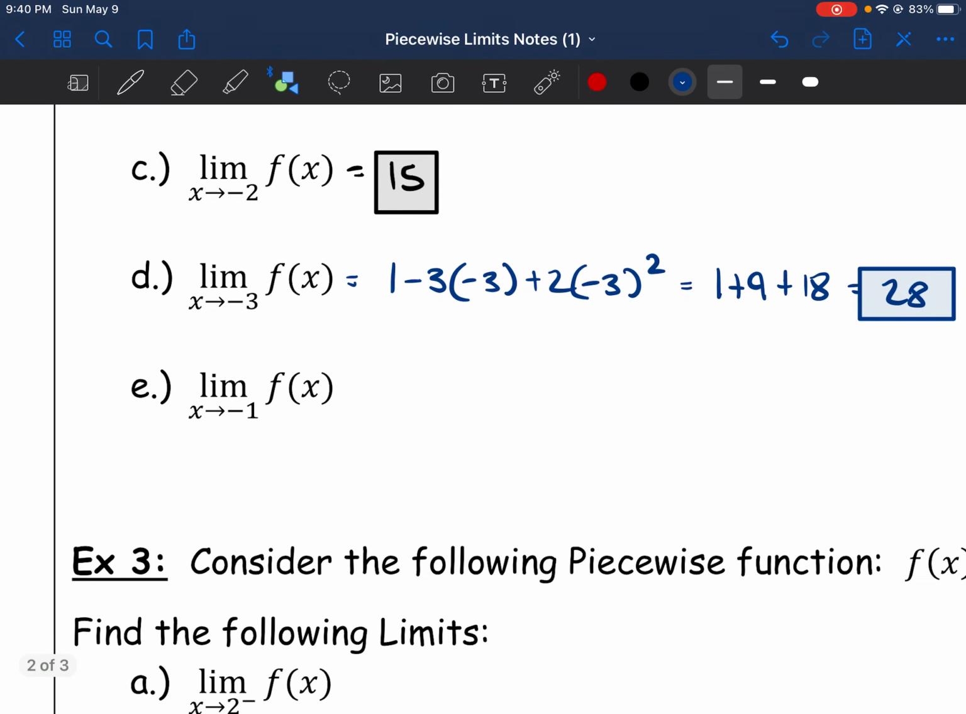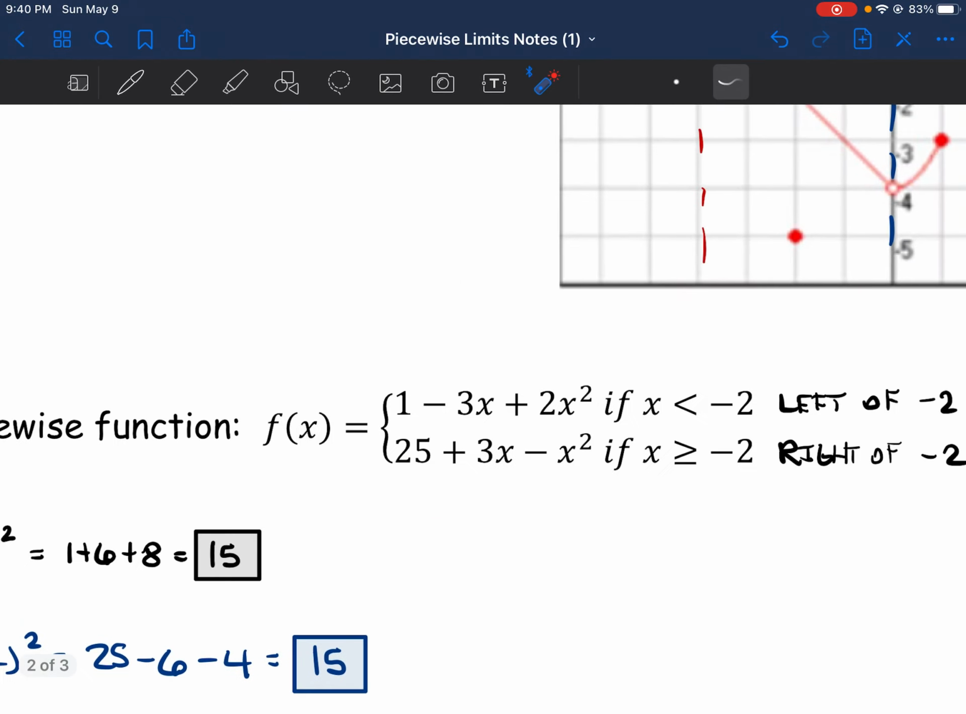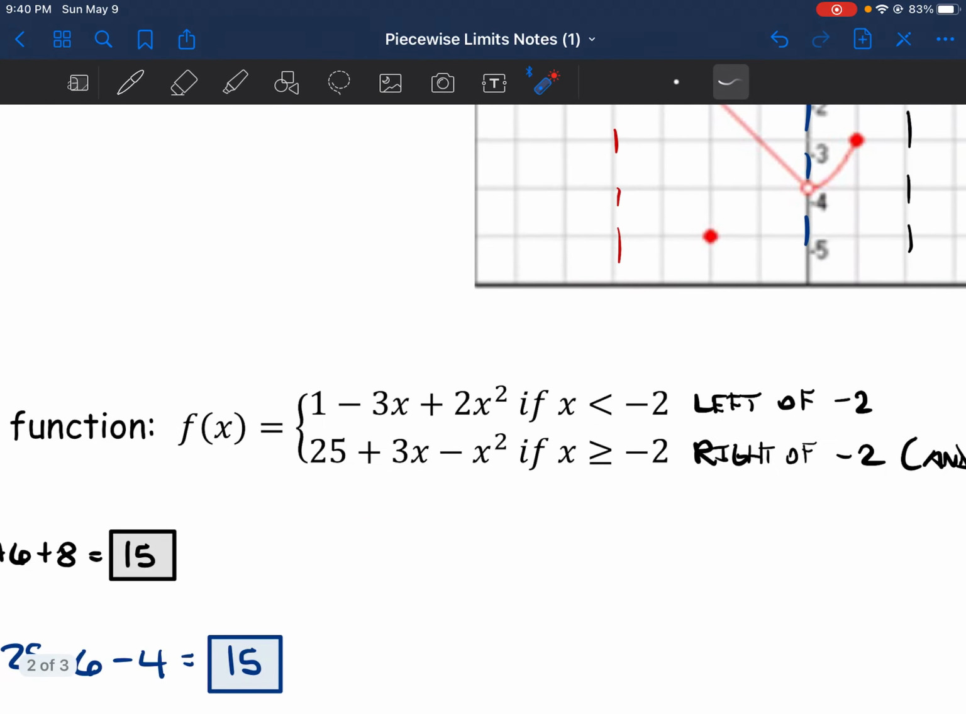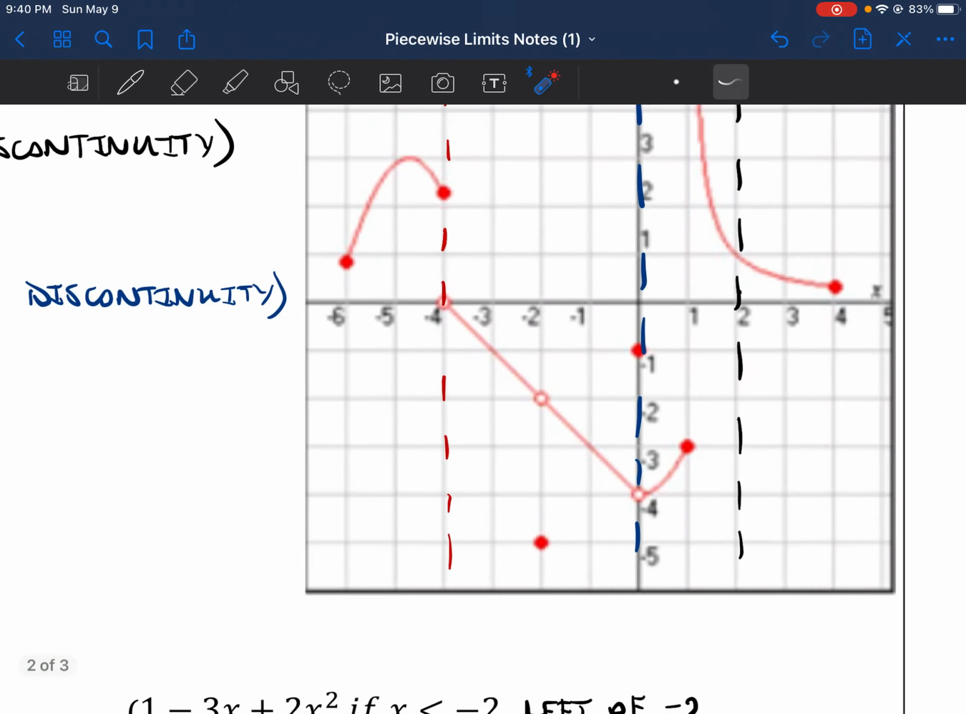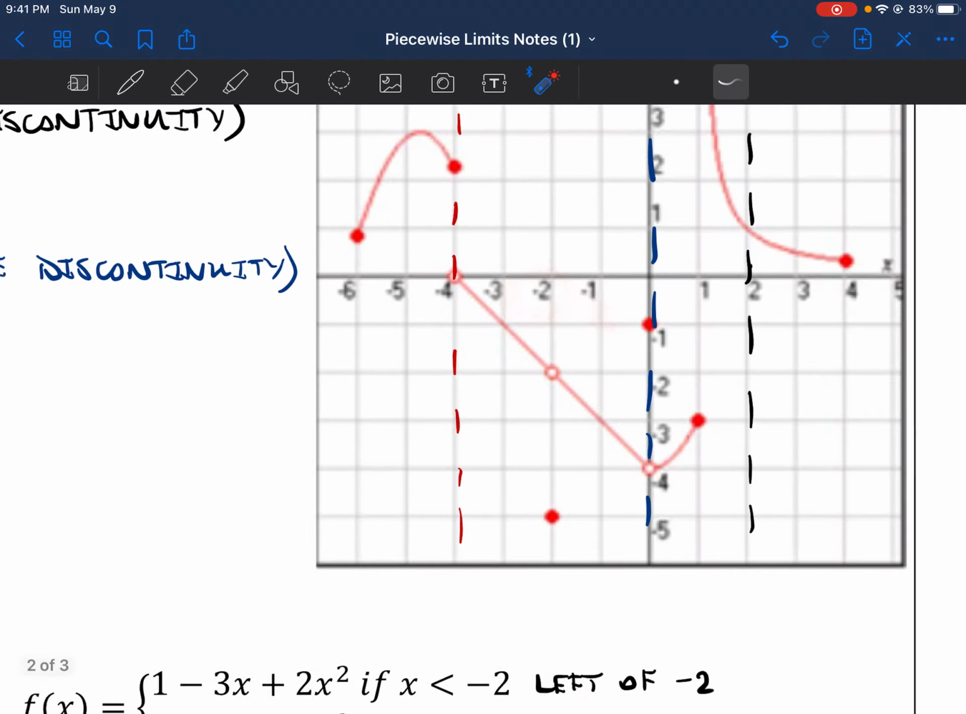Right. Next, our last one for this example, let's calculate the limit of f of x as x approaches negative 1. So x is now approaching negative 1. Well, for this piecewise defined function, negative 1 is to the right of negative 2 on the number line. Think about this as the number line, right? Here's negative 2. We can see that negative 1 is to the right of negative 2.